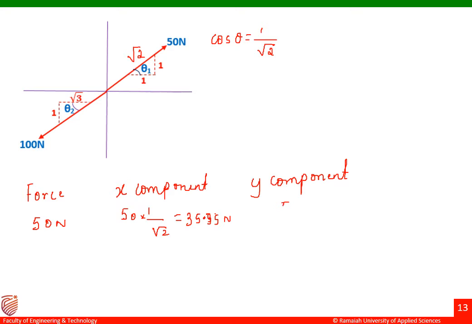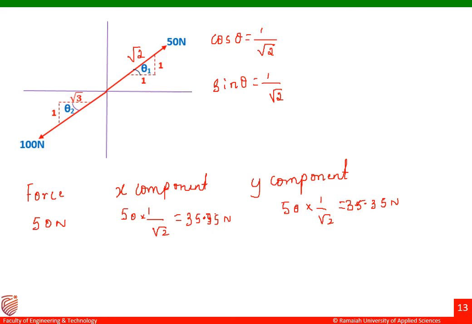Similarly, we can go for the y component. That is 50 into sine theta. So let me find the answer for sine theta. Sine theta is equal to opposite upon hypotenuse. Again, my answer is 1 by root 2. Okay, so 50 into 1 by root 2 is equal to 35.35 Newton.